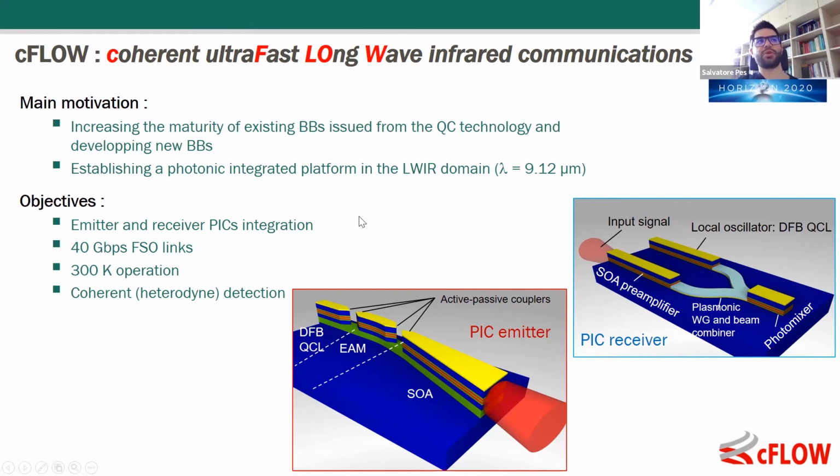So the objectives are to demonstrate a free space optical link established at 9 micron with a data rate around 40 gigabit per second, and also working at room temperature.